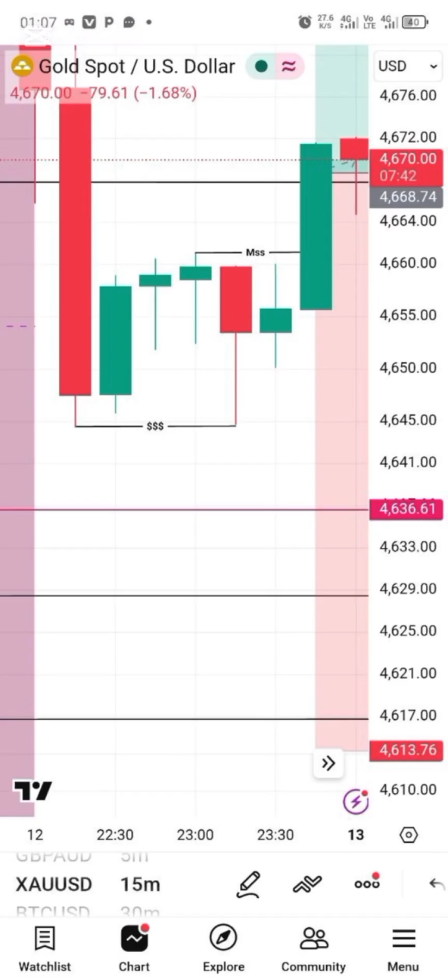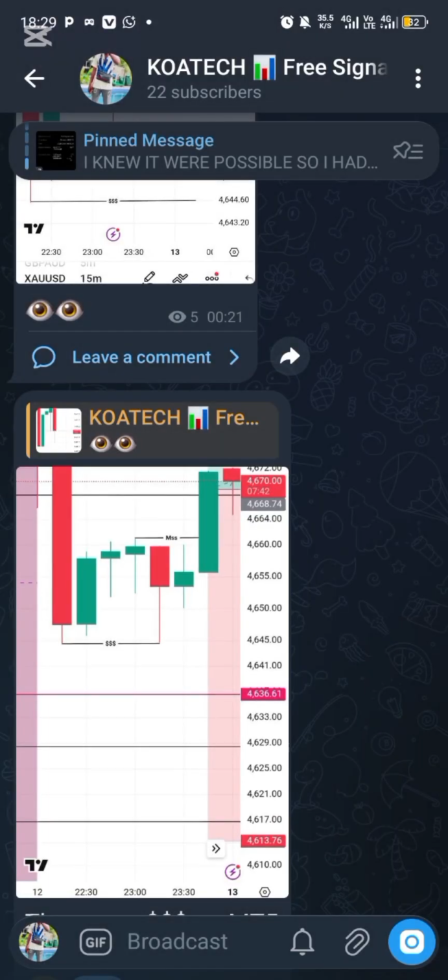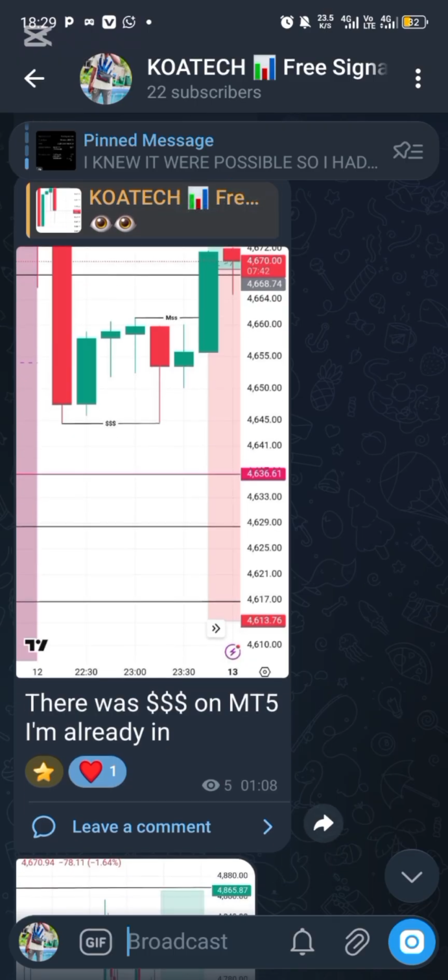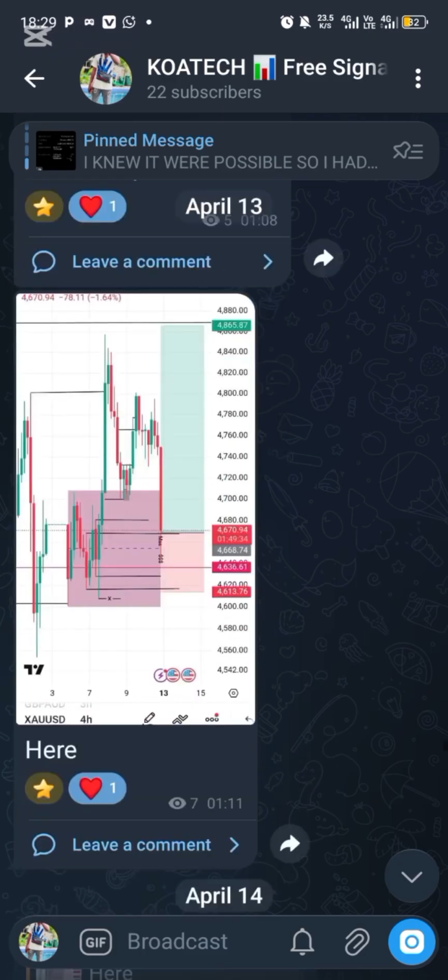But my SL has to be on the overall invalidation point. Now the overall invalidation point was still that very SL from the limit order I was supposed to place. So I had to enter this trade here, placing my SL on that overall invalidation point. And the rest was history. Now look at what I wrote here. There was SSS on MT5. I'm already in.